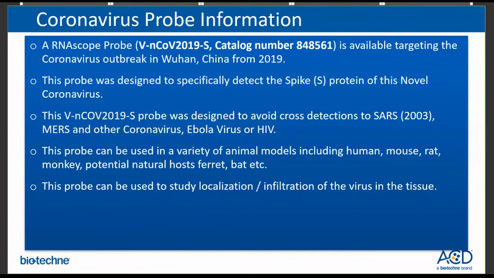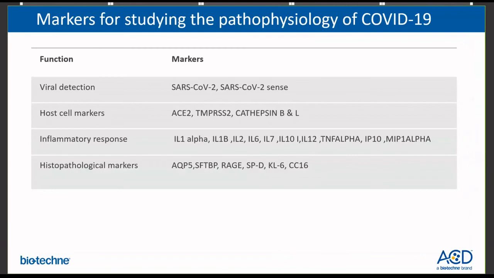But that's just the most common use. There are, of course, a whole plethora of uses that I'll show you some examples of in some of the publications. Based on the data that has been published since the emergence of this virus, ACD made available these RNAscope probes to study the pathophysiology. These probes have already been designed, and you can use them to enable your viral detection research.